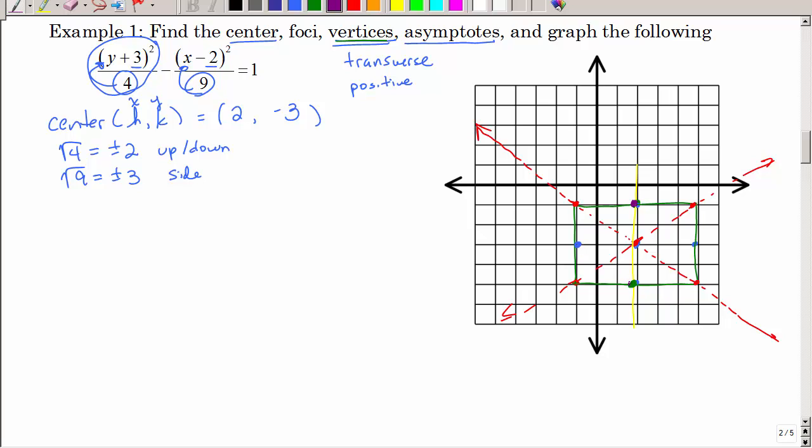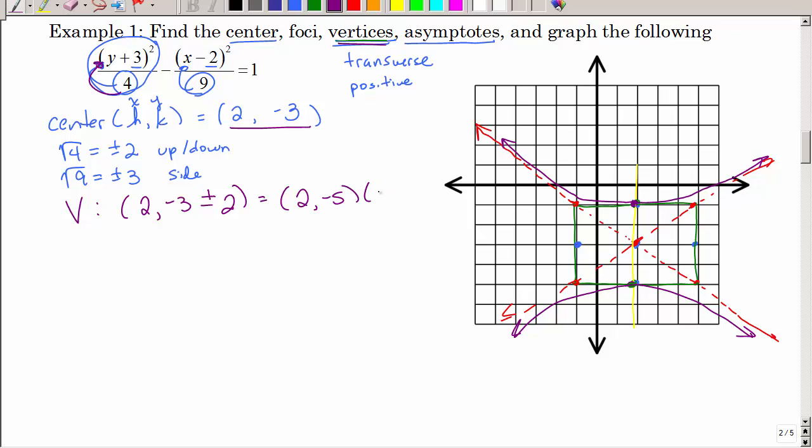So using those 2 points, the vertices, and my asymptotes as guidelines, I have 2 arches that run along kind of the box, or I call the rectangle, and our asymptotes. That's the graph. So let's go ahead and write down the coordinates for the vertices. I'm going to have 2, negative 3, which is my center, and then I went up and down 2 for my vertices. You can also just read them from the graph. So we would have 2, negative 5 and 2, negative 1. Here and here, those are my vertices.